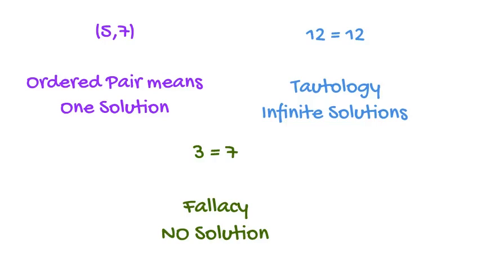An ordered pair will always be two lines that cross each other. A tautology will always be two lines that are on top of each other, or the same line. And a fallacy will always be parallel lines.